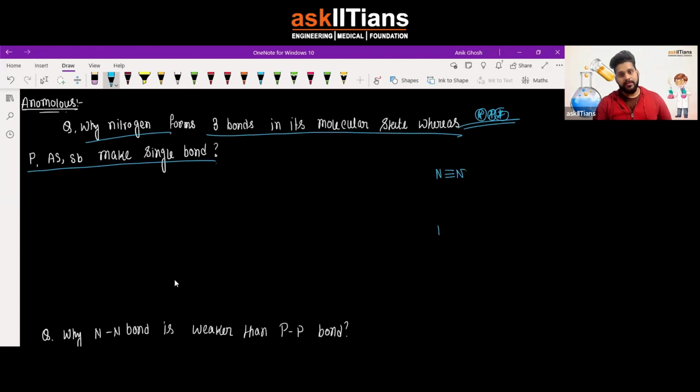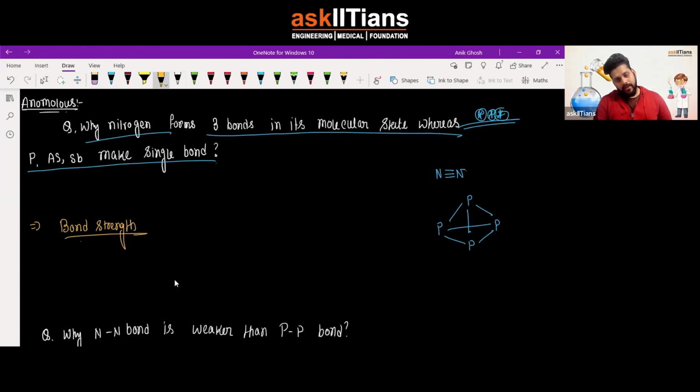But for phosphorus, they do not make multiple bonds actually. They make single bonds between them. This is phosphorus. This is nitrogen. So the question is, why do nitrogen form 3 bonds, whereas phosphorus, arsenic, antimony make single bond? The answer is very simple. It's about the bond strength. The answer is bond strength.